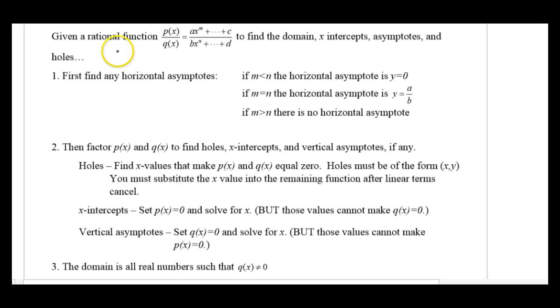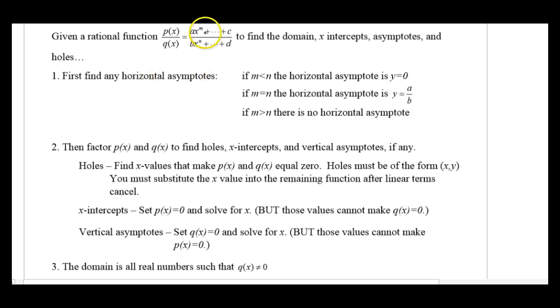Instead of being given the graph of a rational function, we're going to be given a polynomial over a polynomial. So in general terms, I'm going to have ax to the m plus some terms over bx to the n plus some terms. So these are my leading terms of the respective polynomials. And if we're asked to find the domain, the x-intercepts, the asymptotes, and the holes, I'm going to advise that you follow these steps. So I'm going to advise that you first find any horizontal asymptotes.